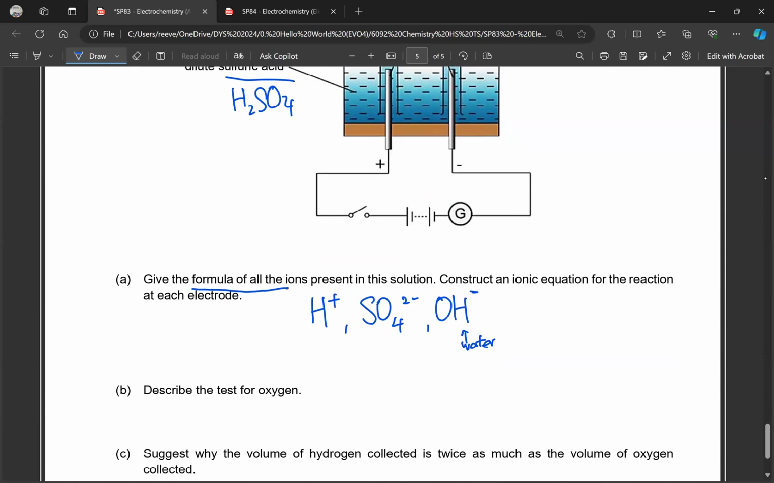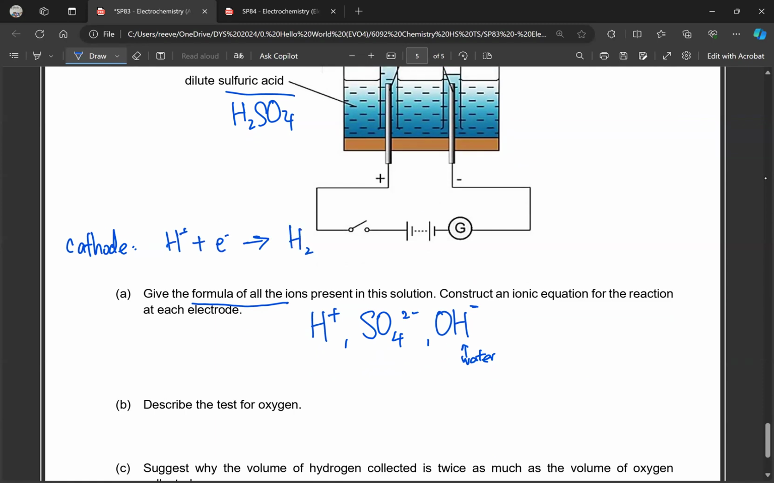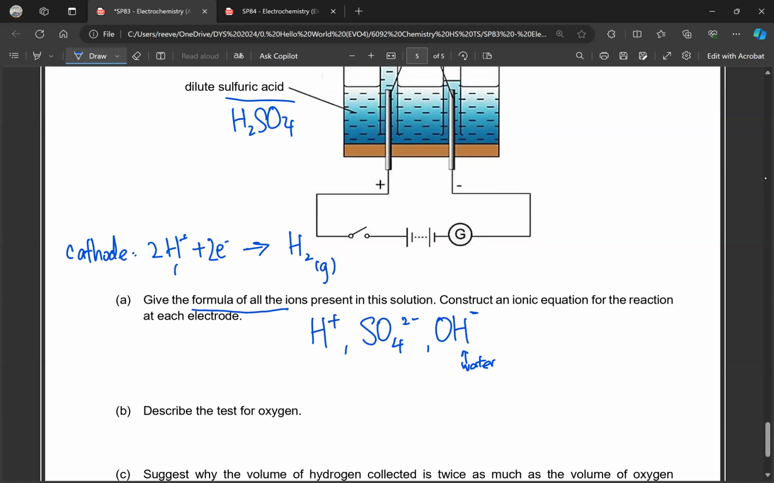Can you construct the ionic equation for the reaction? For the cathode, there is only one H+, no other. So H+ plus 1 electron becomes H, then everything times 2. Then this is a gas. Quite simple. After you write so many times, you know what to do already.